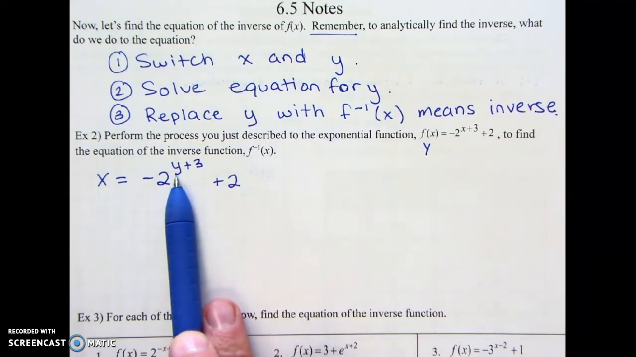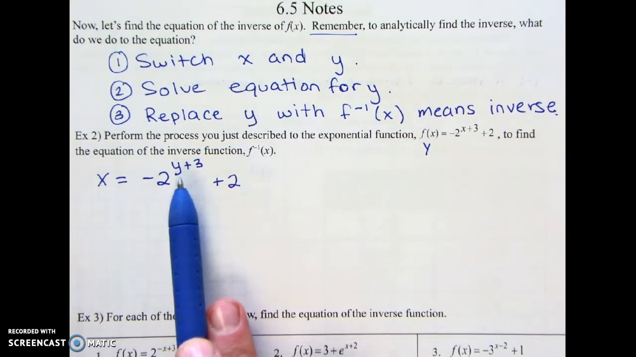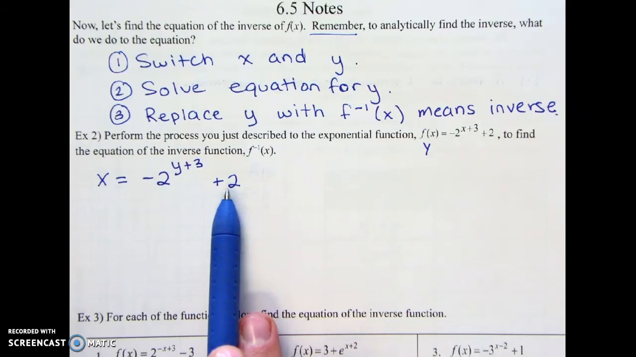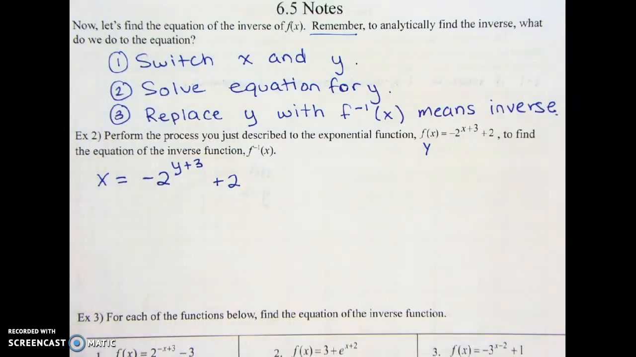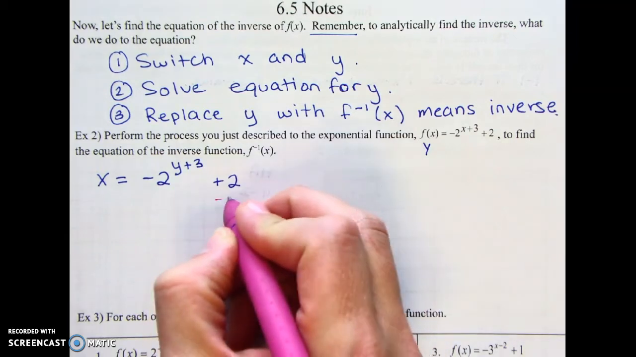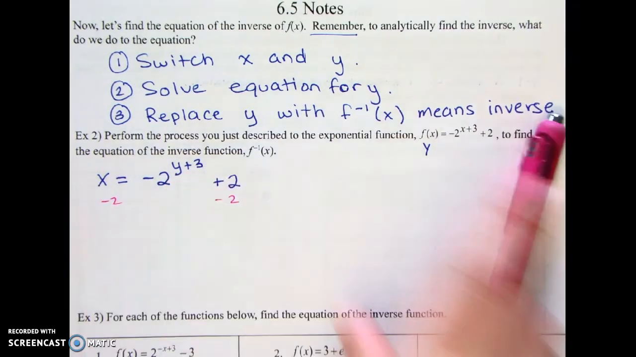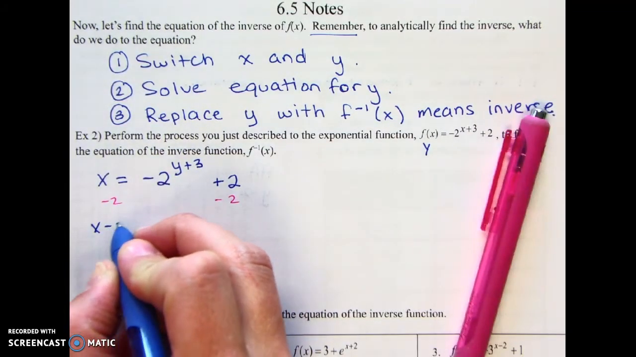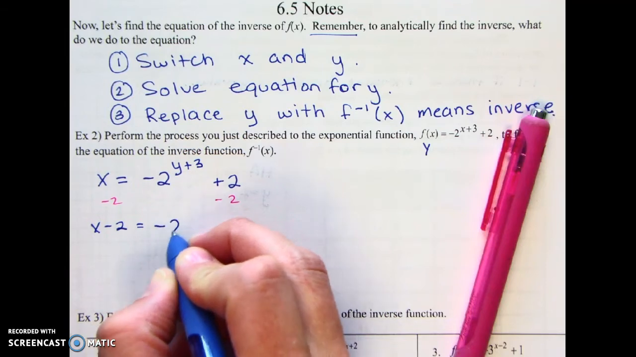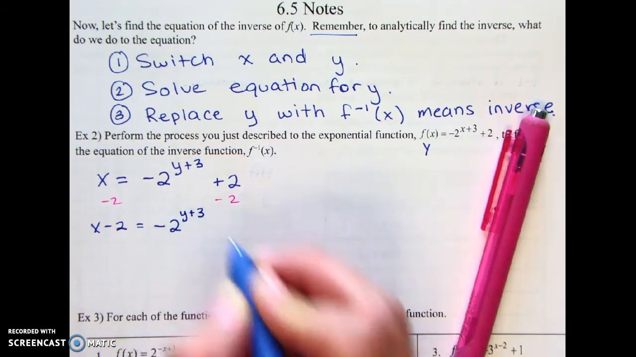So here we are, there's a y up here, and we need to isolate the y. So what do we do first? Subtract this 2. If I use different colors, do you like that? Subtract the 2. So we have x minus 2 equals -2 to the y plus 3.